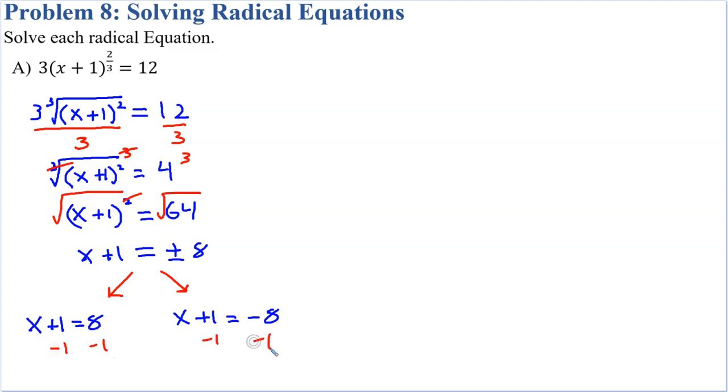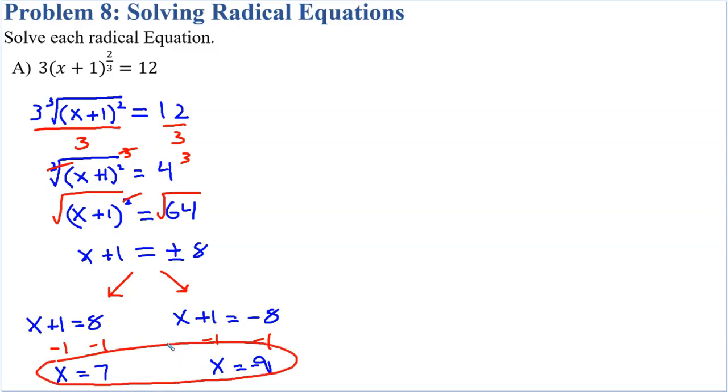I'm going to subtract 1 on both sides for both equations. I guess I'm kind of doing two things at once. Probably not a great habit to have. But I'll give us x equals 7 and x equals negative 9. Those will be my two solutions for this radical equation here. All right, that's one way you can work through it.